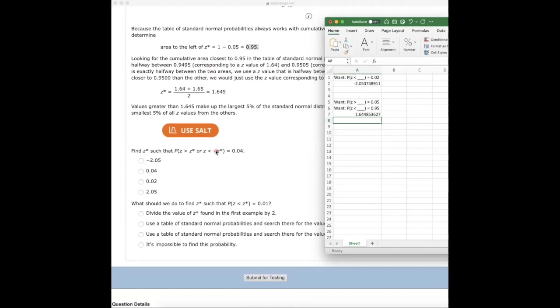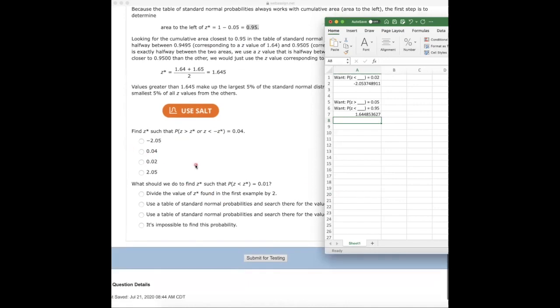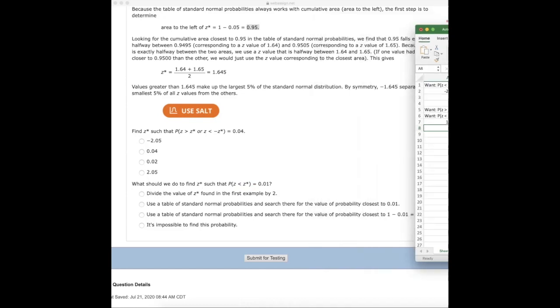We've got our minus. This is essentially making a point about how this symmetry works out for us. And what should we do to find this value such that the probability is less than this one? This one is making the point that you cannot just divide by 2. That's not how this math works. And we're looking for less than, so we want to find the value of the probability.